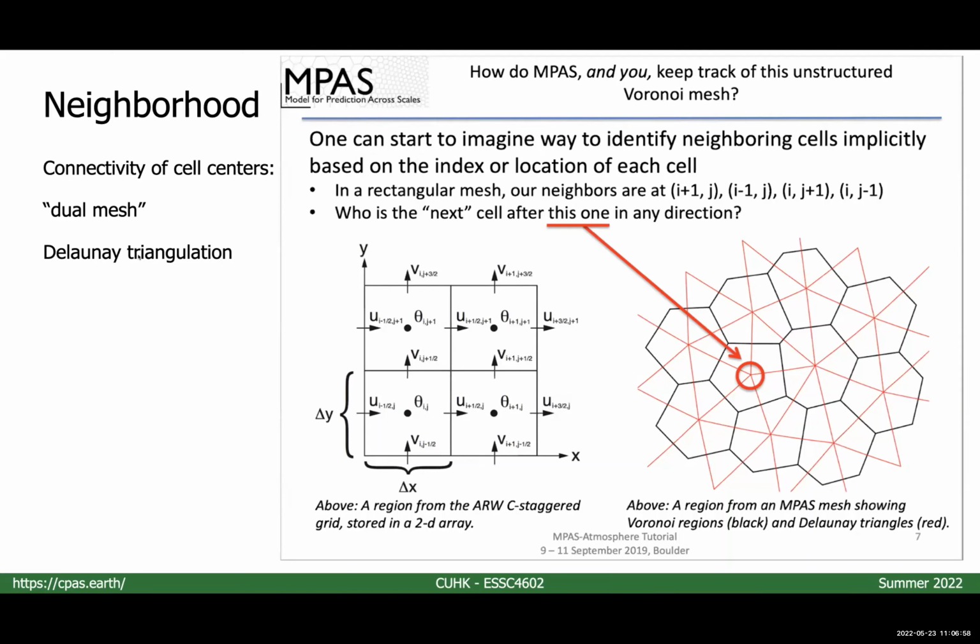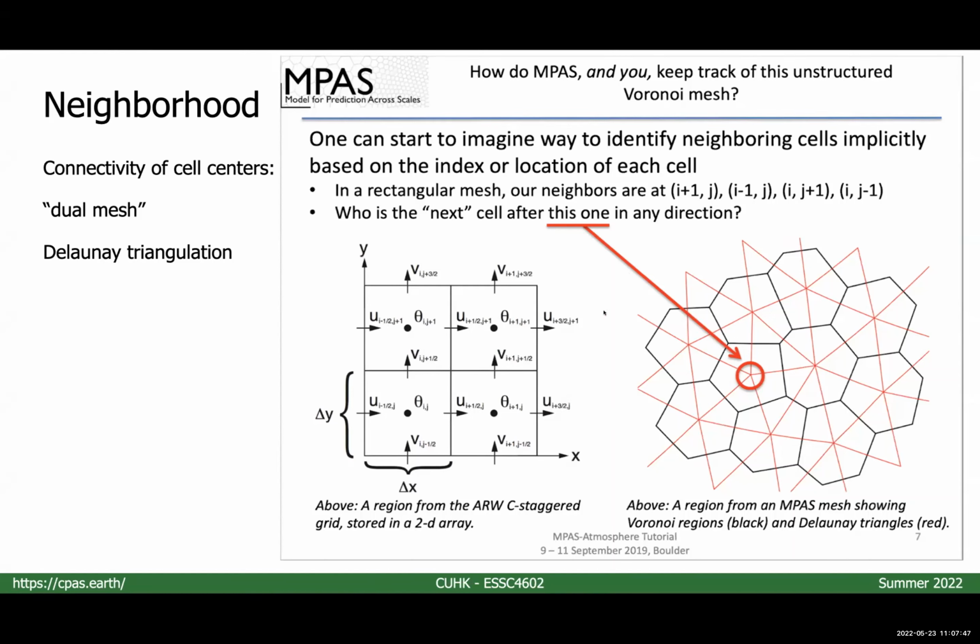Okay, next. Neighborhood. As I introduced earlier, the line connecting one cell center to the other cell center can be drawn, and that will become a triangulation. And there is another property that this triangulation is actually called Delaunay triangulation. So you connect all these neighborhood lines and you have a triangular mesh. That mesh can be called a dual mesh. So the Voronoi mesh can be called the primal mesh, and this connected triangular mesh is a dual mesh.